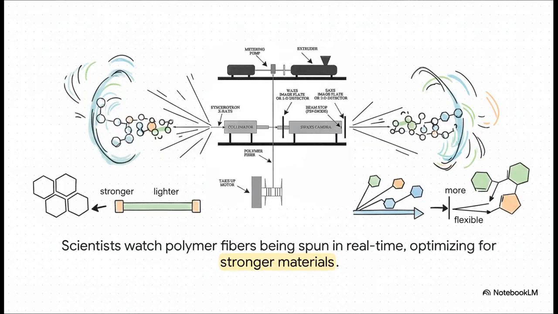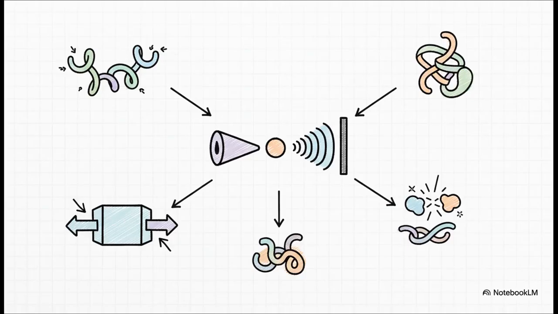And its power isn't just for biology. SAXS is a total game changer for material science. Here, you're seeing scientists aiming the beam at a polymer fiber as it's being spun. They can watch live in real time as the molecular structures form and line up. This means they can tweak the process as it happens to create materials that are stronger, lighter, and more flexible than ever before. Honestly, the applications are just exploding.